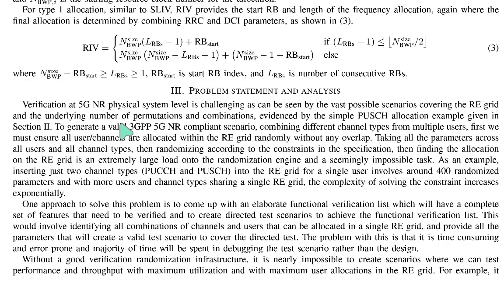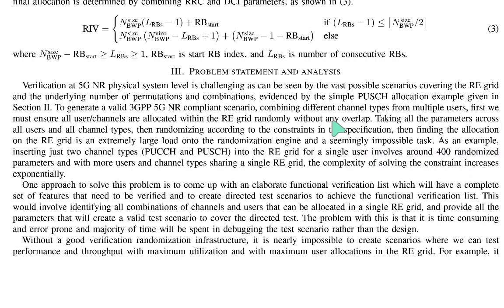To separate the valid 3GPP 5G NR compliant scenarios, combining different channel types from multiple users, first we must ensure all users and channels are allocated within the RE grid randomly without any overlap. So taking all the parameters across all users and channel types, randomizing according to the constraints in the specification, the final allocation of the RE grid is extremely large, loading onto the randomization engine and seemingly an impossible task.